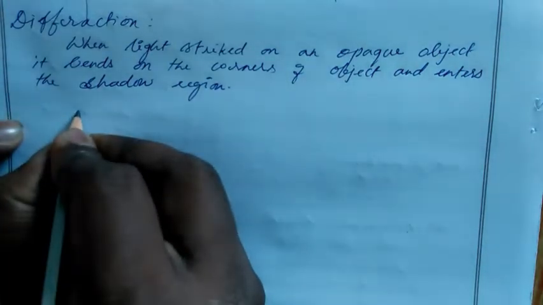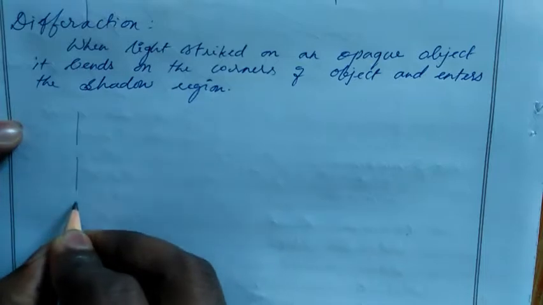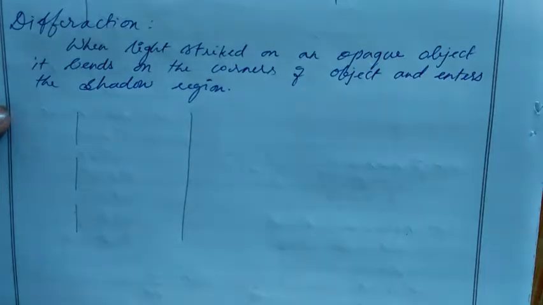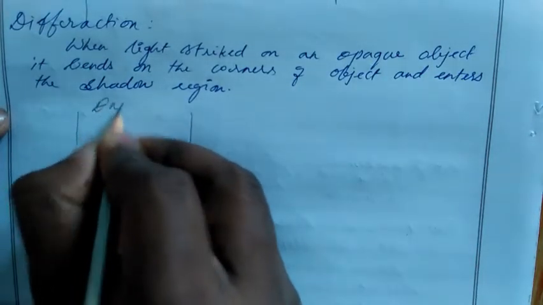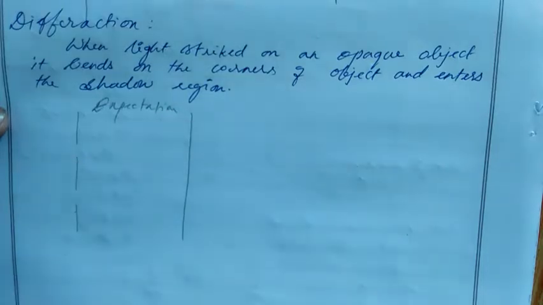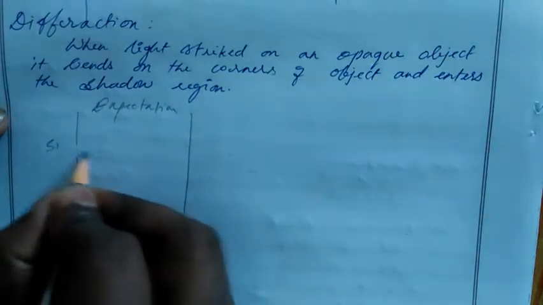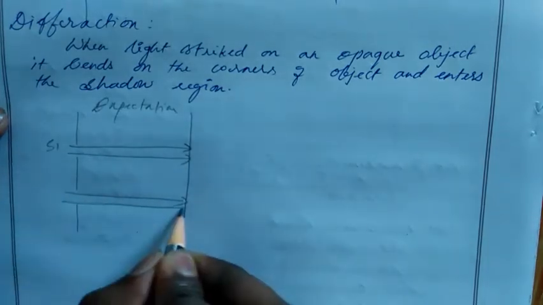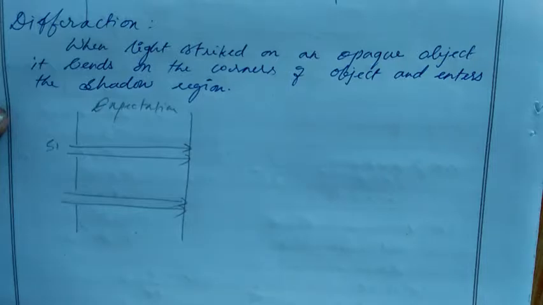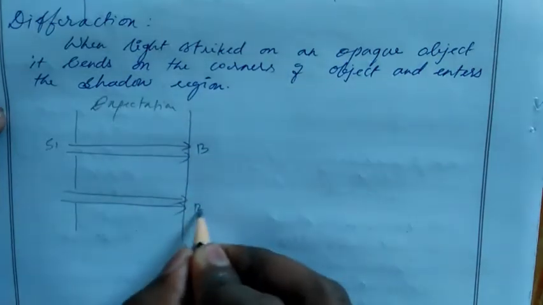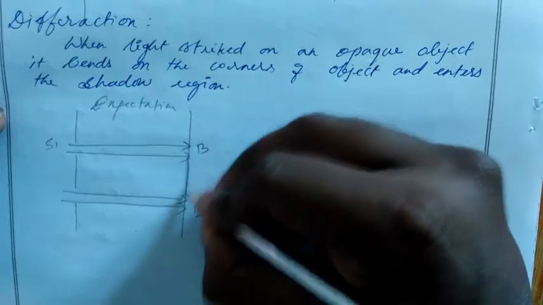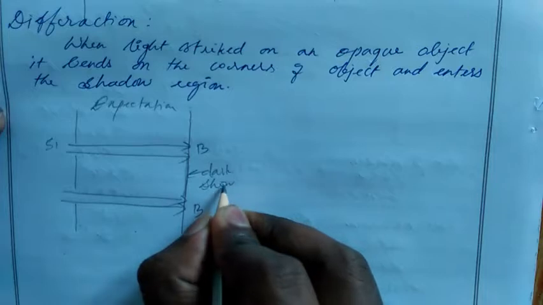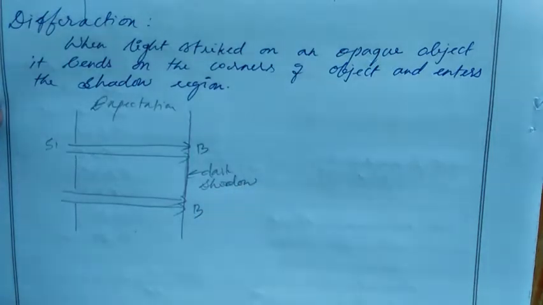We have two slits. Here we have a screen. So this is our expectation. When light comes straight from two slits, it hits the screen straight. Here we have bright regions, and this region in between is known as the dark shadow. This is our expectation.